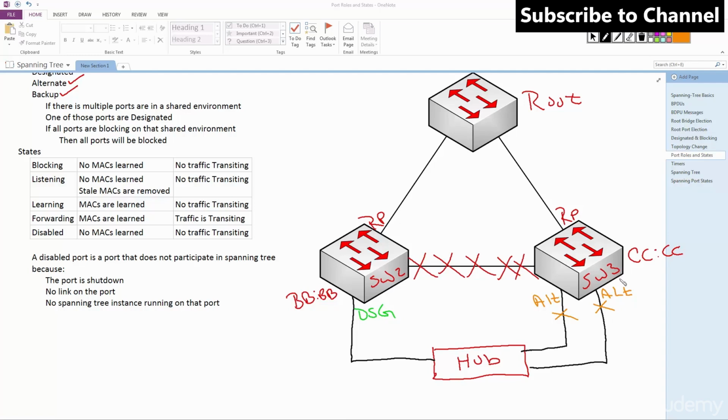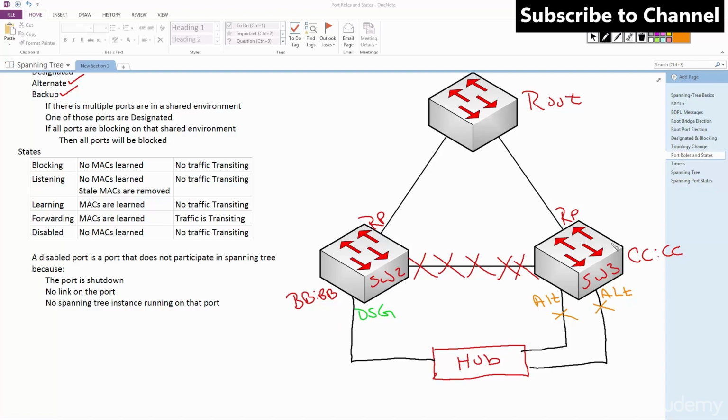And this is where a lot of people get confused. The only time I'm going to have a backup port, the definition of a backup port, is when I have multiple ports that are in a shared environment, but one of those ports is designated. Now, if one of those ports is not designated, guess what? My designated side is over here. Both of these are blocking or alternate ports. Our roles will be alternate.